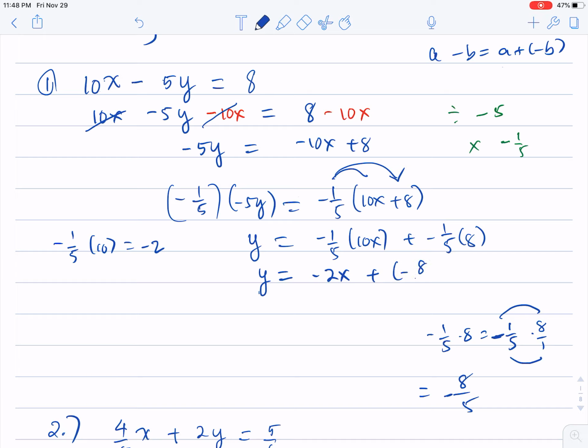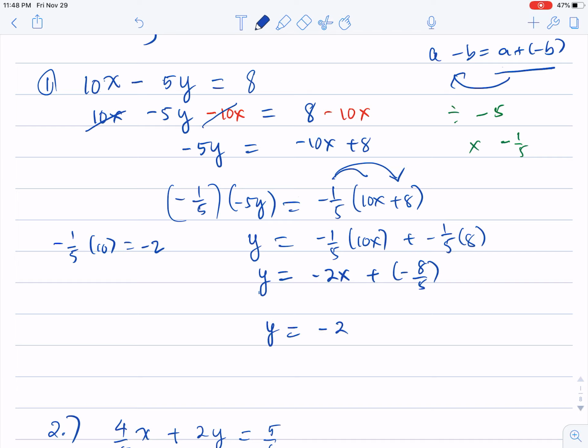Plus negative 8/5. And pag plus negative, pwede na natin siyang ibalik sa minus, no? A plus negative b is equal to a minus b. So pag final answer na, pwede natin balik siya sa minus na ulit. 8/5. So this is our answer.